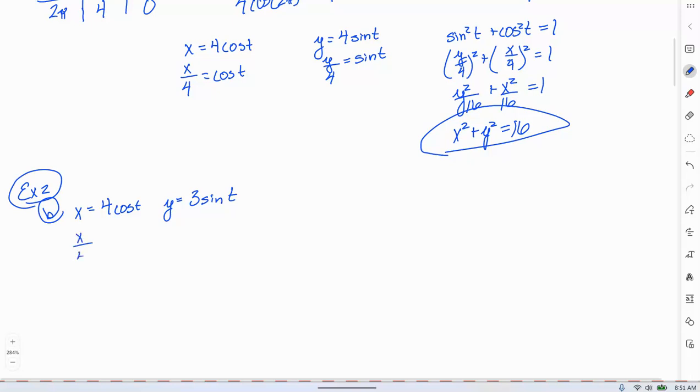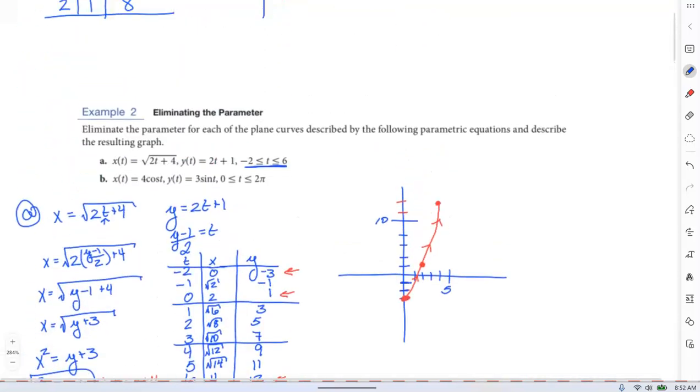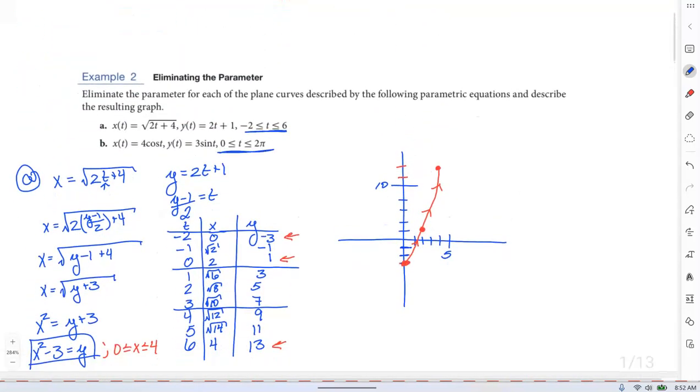So like before, I'm going to solve for cosine and sine. So x over 4 is equal to cosine of t. Y over 3 is equal to sine of t. And this one is looking at the graph from 0 to 2 pi, I believe. Yes, 0 to 2 pi.